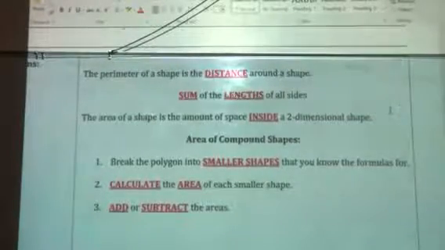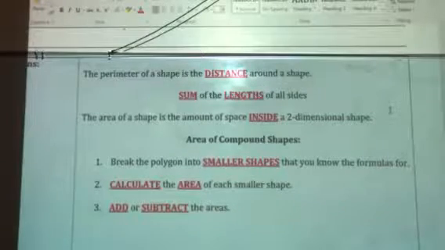Alright, so we're going to talk about finding area and perimeter of shapes. The perimeter of a shape is the distance around the shape. It is the sum of the lengths of all sides. The area of a shape is the amount of space inside a two-dimensional shape.